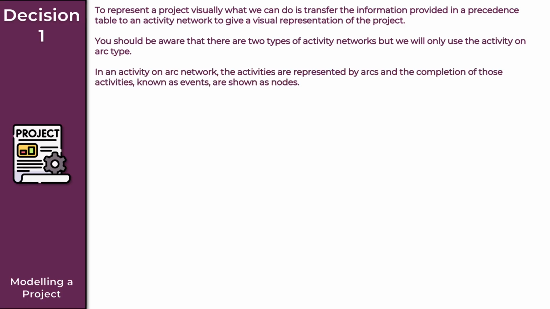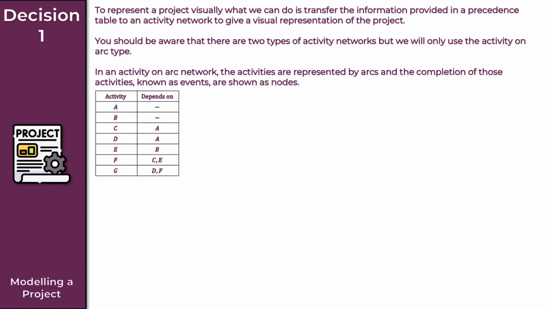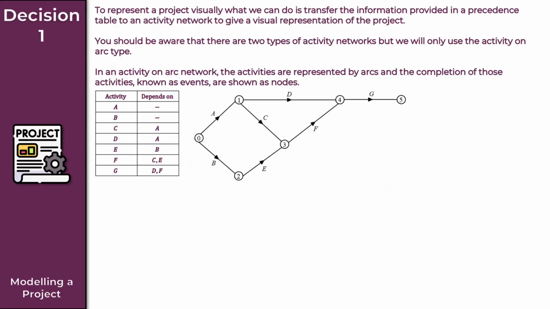And in an activity on arc network, the activities are represented by arcs. Clue is in the name. And the completion of those activities, known as events, are shown as nodes. So what I've got here then is the precedence table from the previous slide. And a visual representation of this precedence table here would look like the following. So this here then is our activity on arc network.